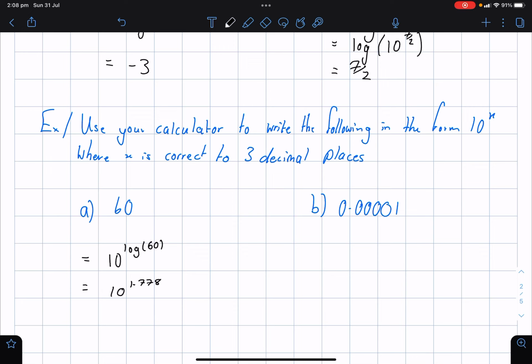All right, similar thing here, so we're going to write it as 10 to the power of log of 0.00001. All right, now 0.00001 is actually 10 to the power of negative 5. So we can just write that as 10 to the power of negative 5.